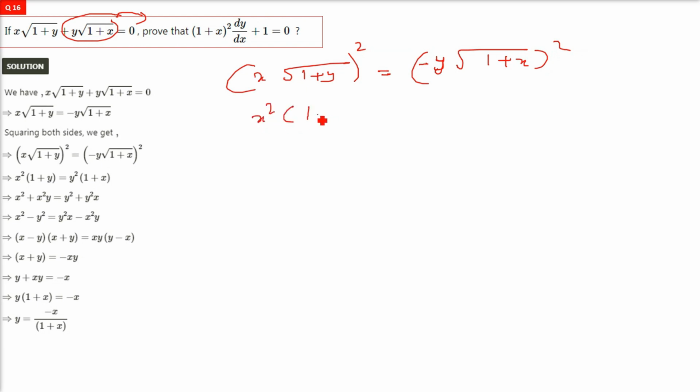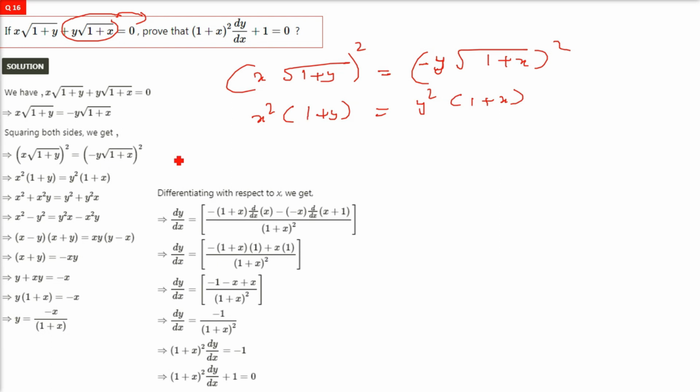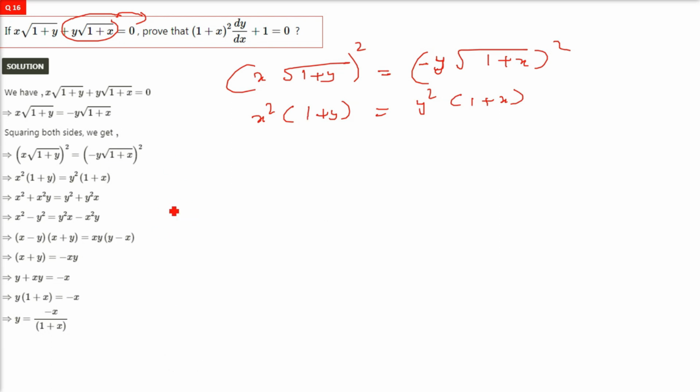It will be x square, then 1 plus y. And then we have minus y square, it is y square. This is 1 plus x. And then we have this. Now let us multiply. When we multiply, we'll get certain terms, and then we'll start the differentiation. Right now we are not differentiating it. The differentiation will be done when we have simplified it.